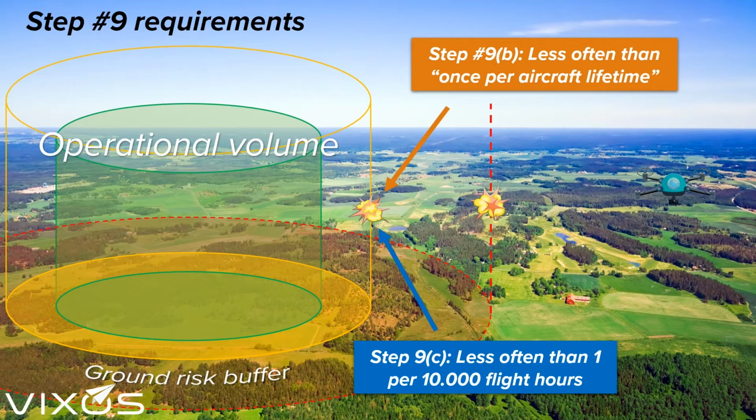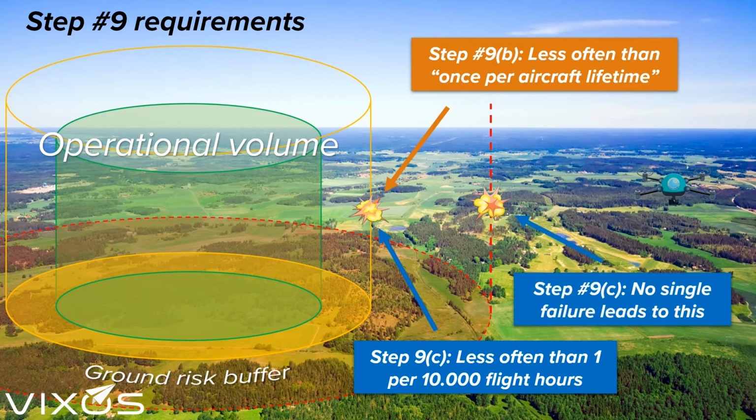In addition to this, part C also states that no single failure on the drone must lead to a breach of the ground risk buffer. Remember also that part B applies always, while part C applies only for some operations. For details on this, do see the first video in the series.